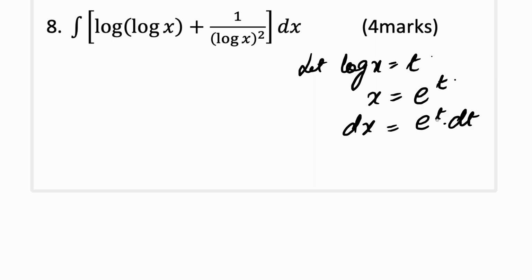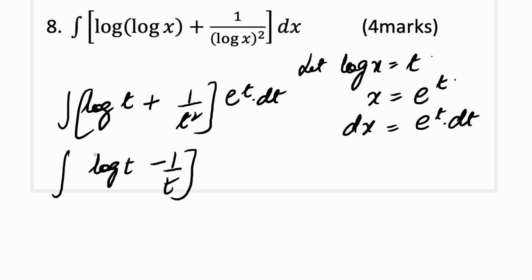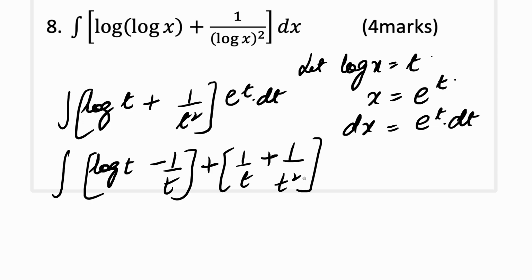Now what will we get? If I substitute all this, I will get integration of log t plus 1 upon t square. Instead of dx, I will get e to the power t dt. Okay. So what will I do? I will subtract and add 1 by t. Now, if you don't know this trick, it will be very difficult to solve this question. Most of the students wouldn't have been able to solve it if they don't know this trick, or the method would have been too long.